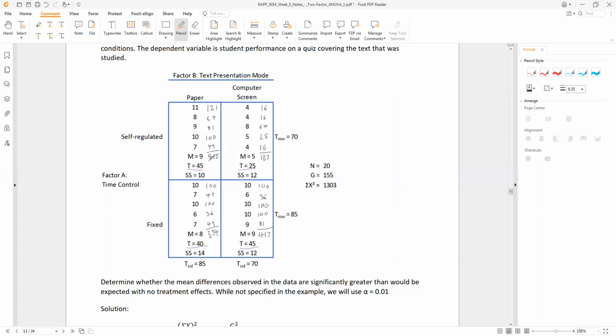Okay, so once I get the sum of squares for each, I could add all 4 of those up and get this number over here. That's the total sum of squares for everything.